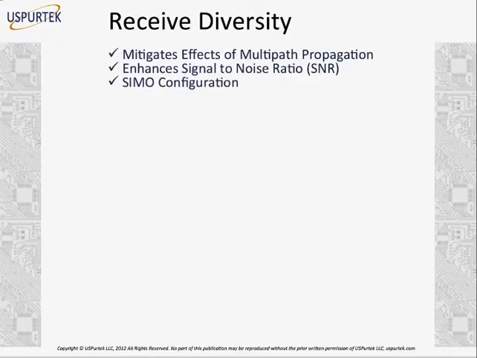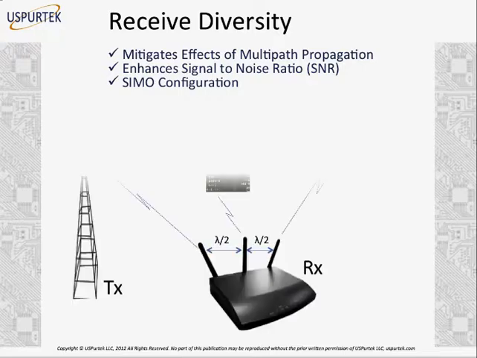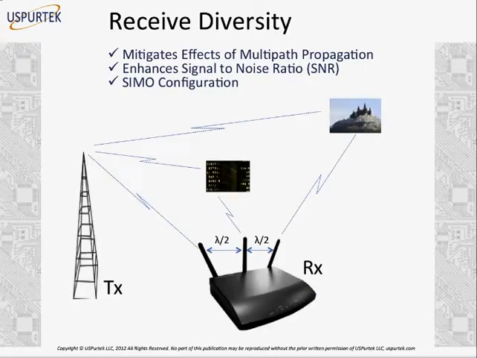Now we come to the basic techniques that we use with MIMO. The first one is receive diversity. One solution offered by MIMO is receive antenna diversity. That means deploying multiple antennas on the receiver, spaced at least half a wavelength apart, and combining the signals from these antennas in such a way that the signal to noise ratio is enhanced at the receiver and the effects of multipath fading and ISI are mitigated.